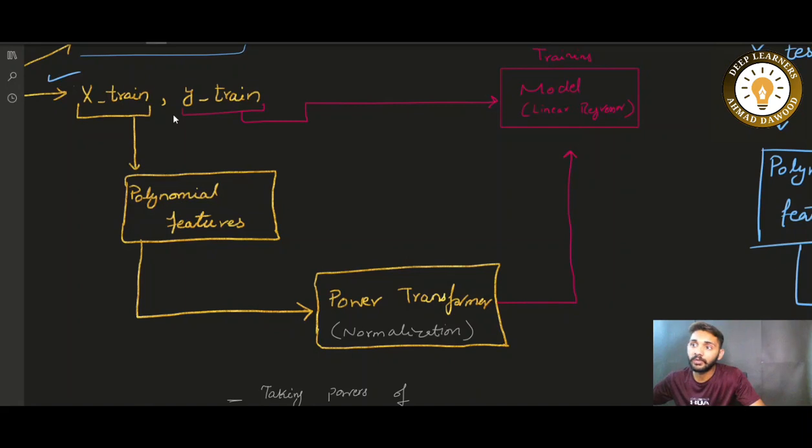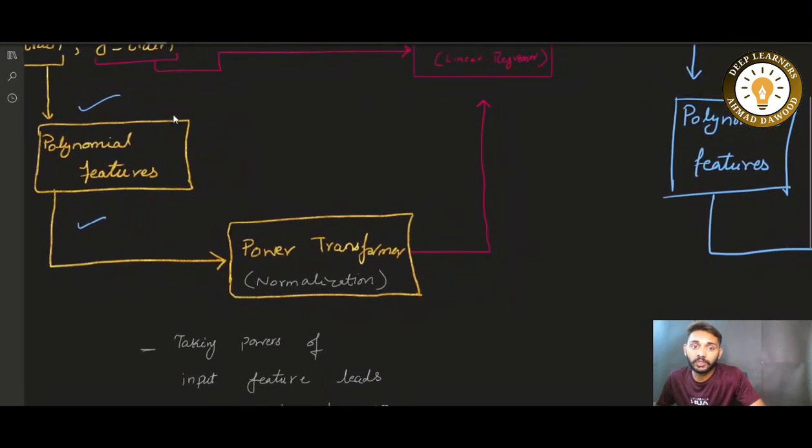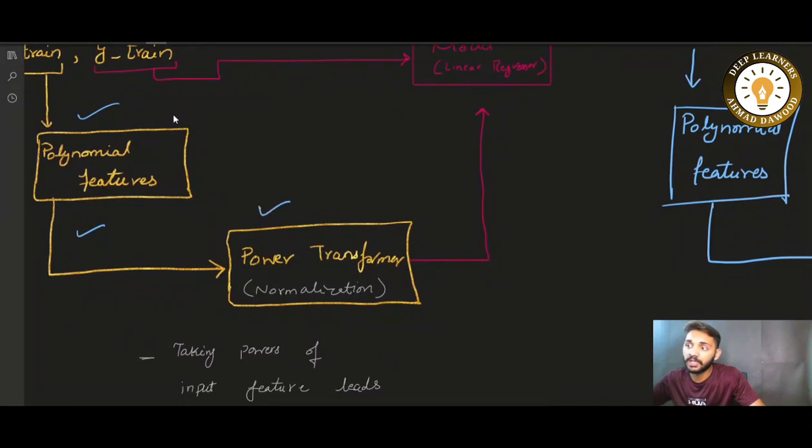Now as I have to use some polynomial model, that's why I will convert my x train into polynomial features. As I am converting my x train into polynomial features, my data here is a little bit skewed. But when I take a polynomial, I am taking the powers of that skewed data, so I will fall into a very high skewness. So to avoid the skewness, I will again use a power transformer to normalize my data points.